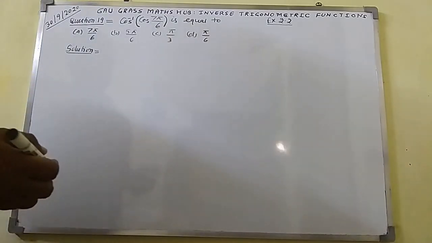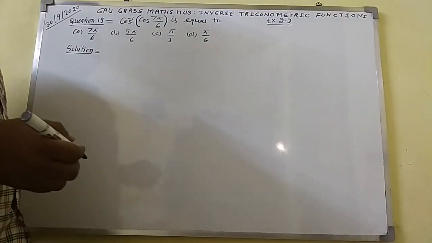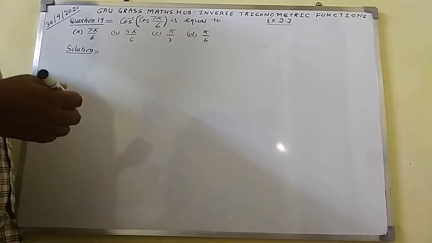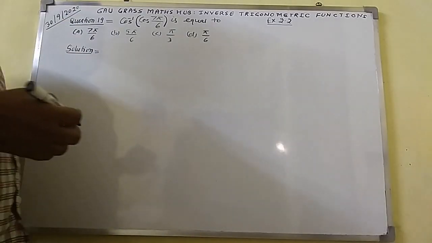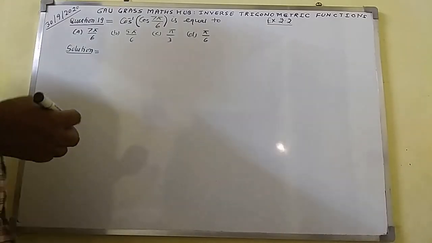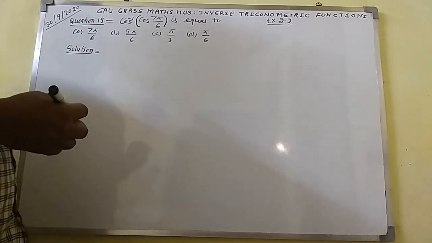Out of these four options, one option is correct. You have to determine by solving question number 19 which option is correct. Let us see how this question will be solved.